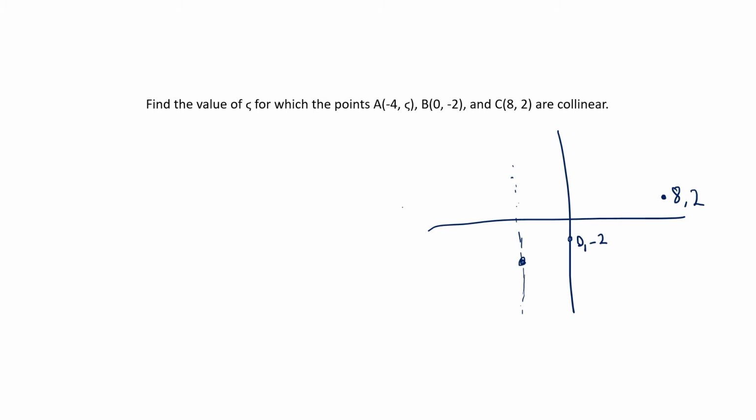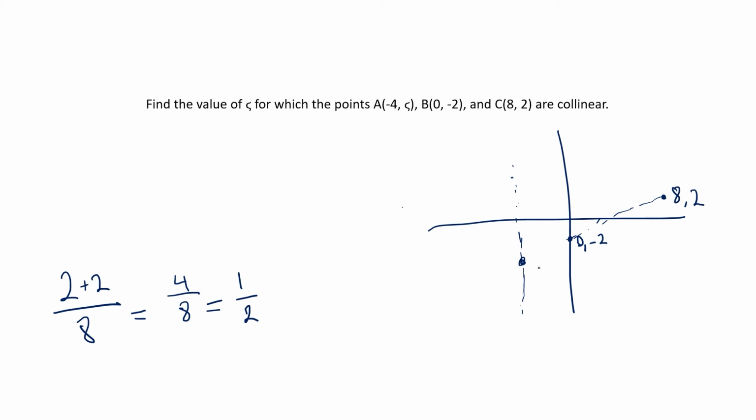So anyways, we're going to find the slope between these two points. And then the slope between this point and either of these, you can choose, needs to be the same as the slope between these two. That would make them collinear. So we'll take this one and we'll go 2 minus negative 2, so plus 2, over 8 minus 0. So this is just 4 over 8, or 1/2.